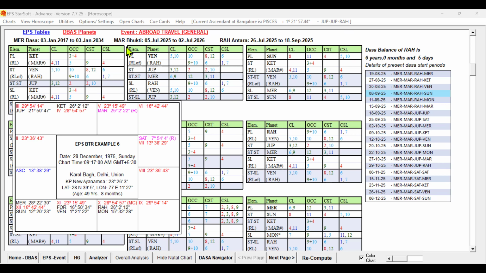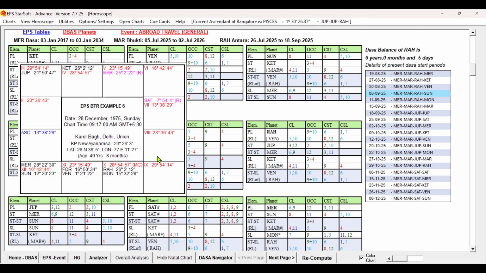Now I have changed the event to abroad travel. So now you can see the house colors have changed. Favorable houses are changed. Only the eighth house, fourth house, and second house will be shown in red color. Only the grouping of 8, 4, 2 will be not supportive. Only grouping.